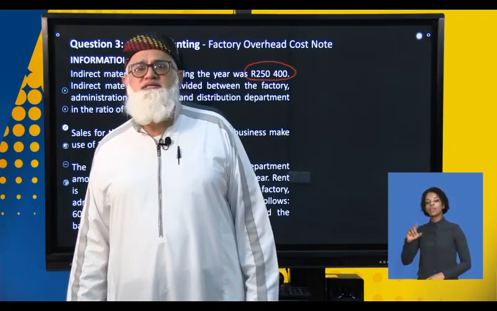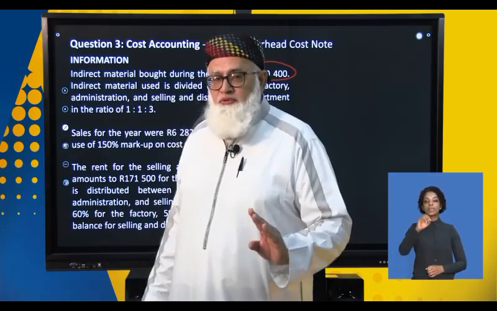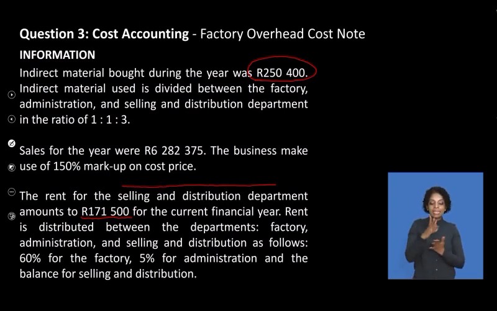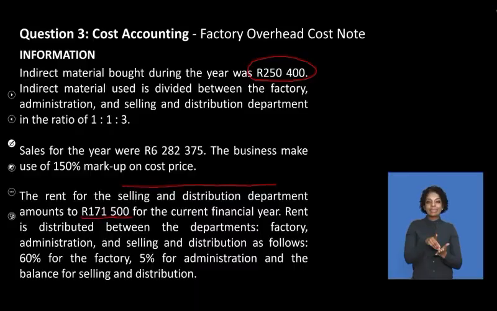Okay, guys, remember we were busy with the note for your factory overheads. We're almost done with it. So here we go. What are we told? We are told that the rent for the selling and distribution department amounts to 171,500. Be very careful about the information that is being provided. They're giving you not the total rent, but the rent for the selling and distribution. However, you are told that the factory and the admin section are as follows: 60 for the factory and 5 for admin. So in other words, the 171,500 is your 35%.